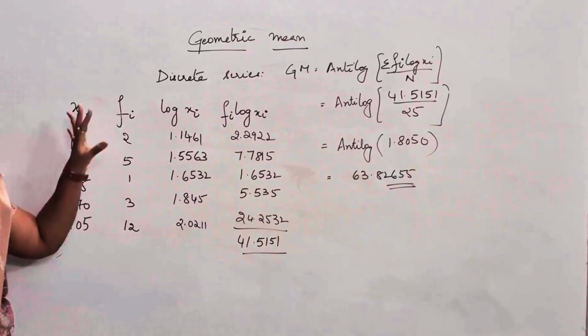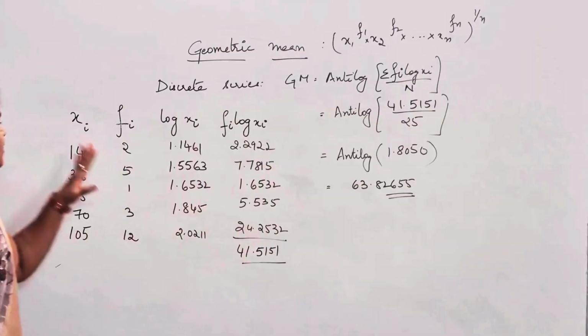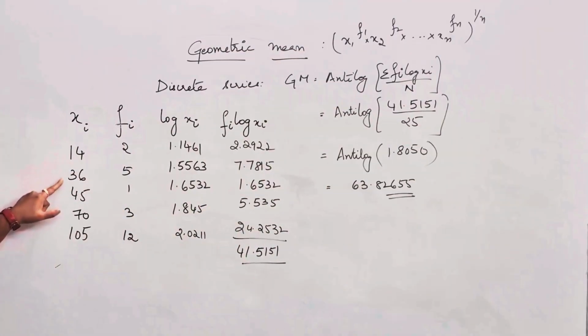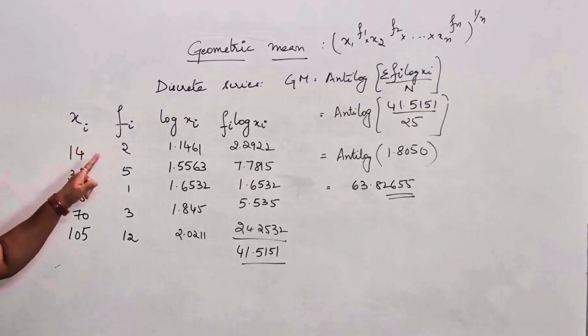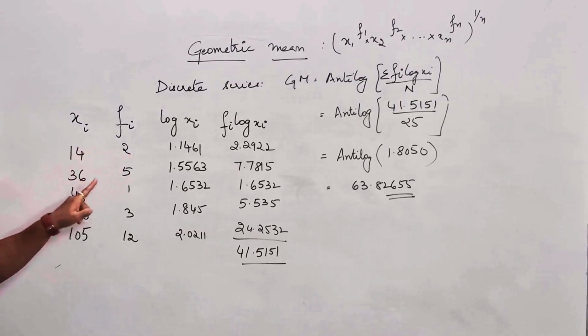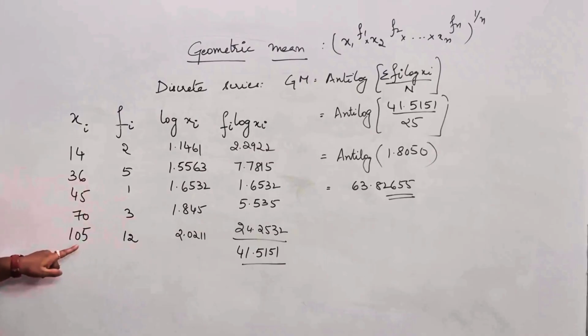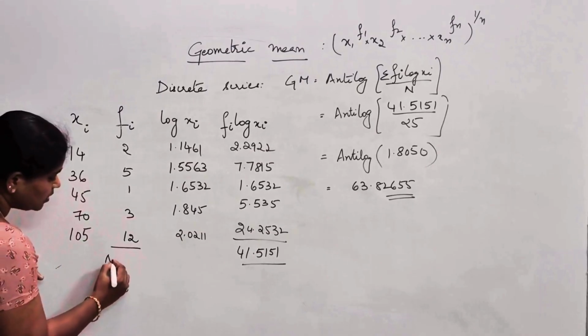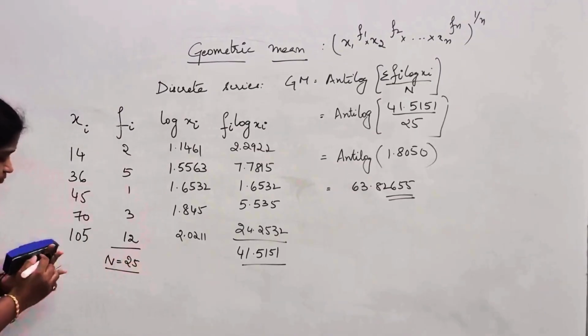Let us consider this example for our discrete series in finding geometric mean. We have x values as 14, 36, 45, 70 and 105. Frequencies as 2 for 14, 5 for 36, 1 for 45, 3 for 70 and 12 for 105. Sigma fi is equal to our capital N value that gives you 25.